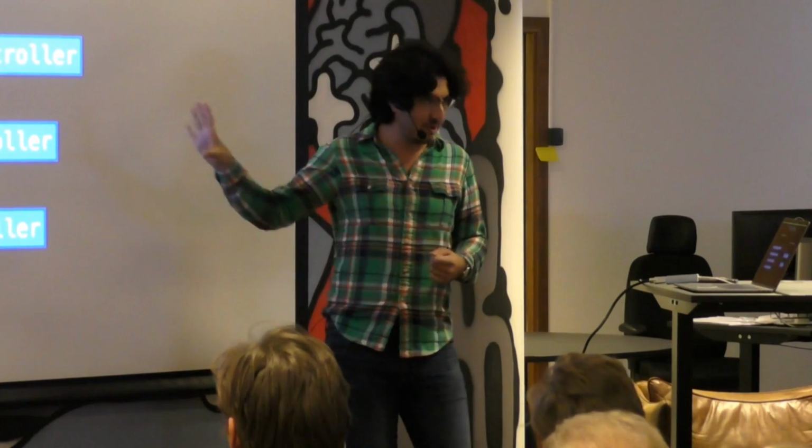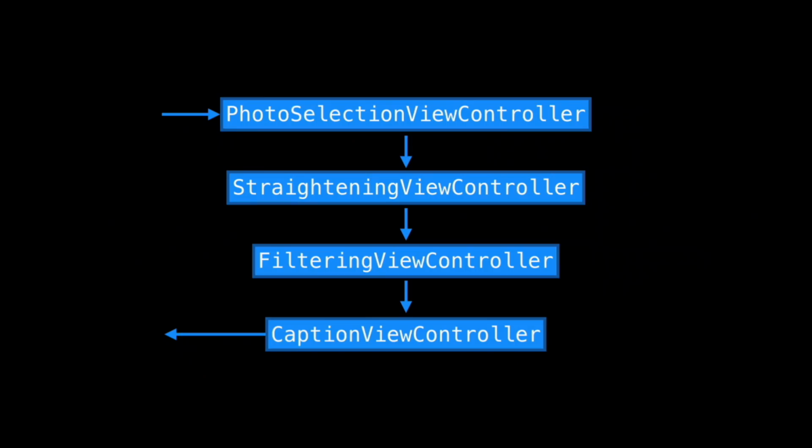Let's look at another concrete example of this problem. If you had a very popular photo sharing app, you might have a flow like this. You have a view controller where you pick the photo either with the camera or from the camera roll. Then you straighten the photo in another view controller, you filter it in another view controller, and then you caption it in the last view controller.